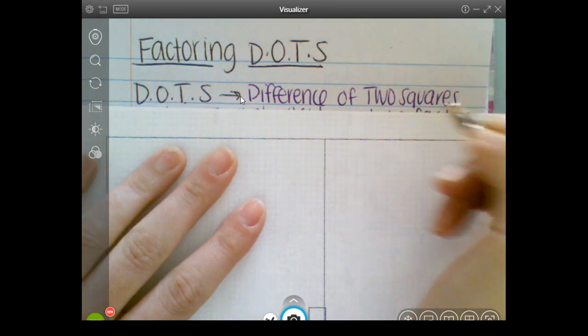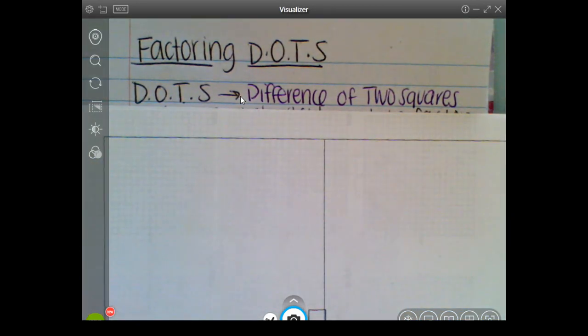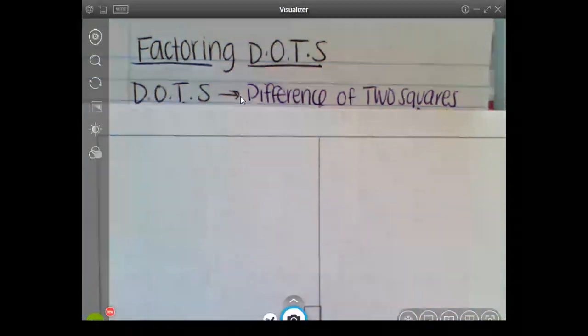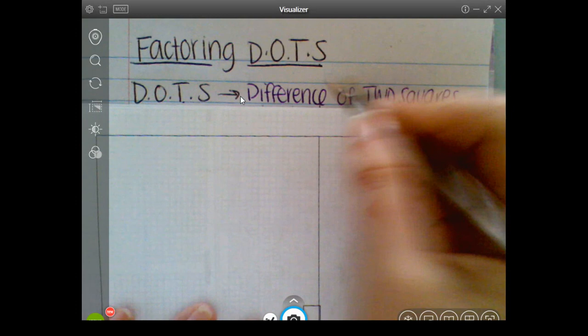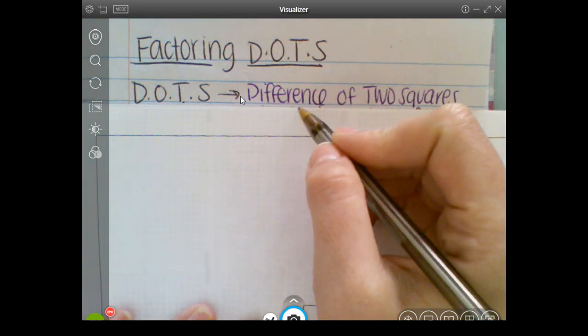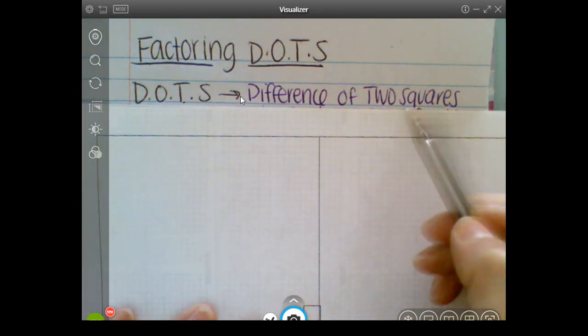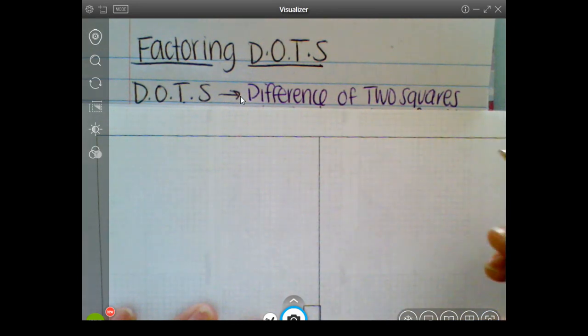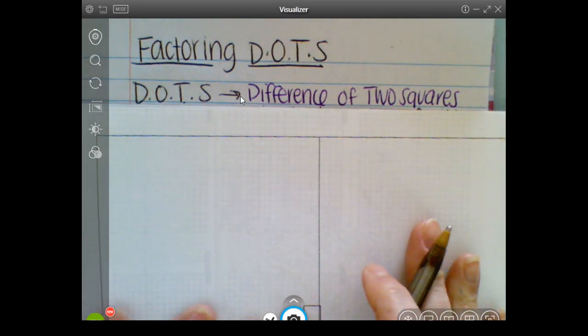Now, squares means something in math. It means when you actually square something. Difference is when you see subtraction. So this means that there's going to be some sort of subtraction with some sort of squaring. And we're going to get more into that in a second.